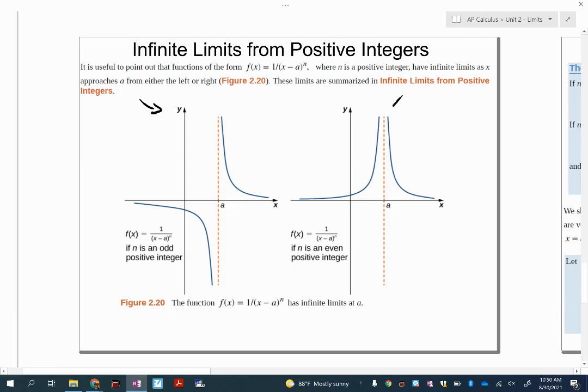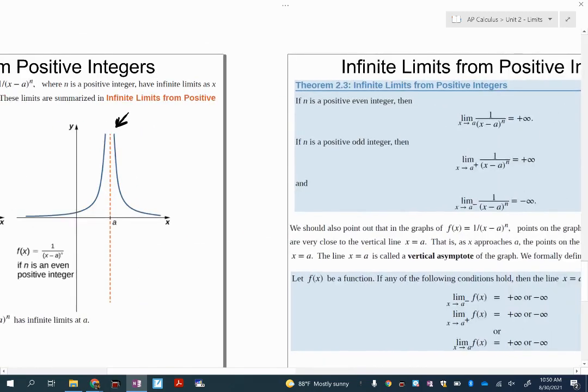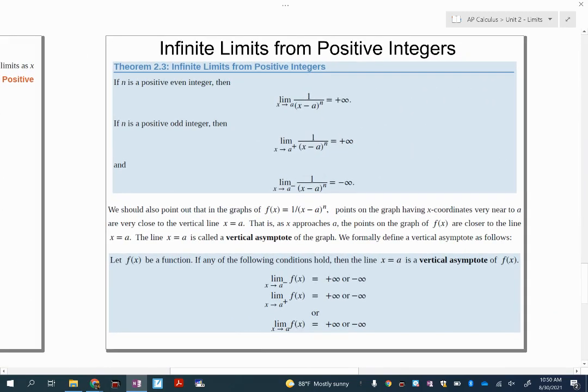If it were a positive even number, then both of them are approaching infinity. And so that would mean that your limit as x approaches a actually does exist. It's infinity. Okay, so that's the difference, and it's summarized in this table here.